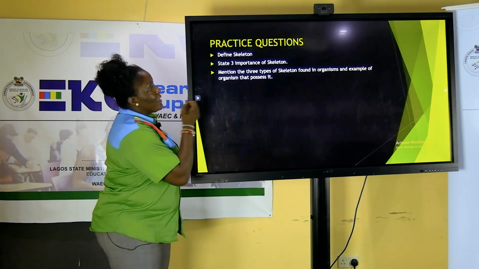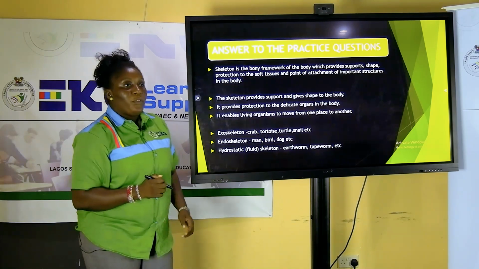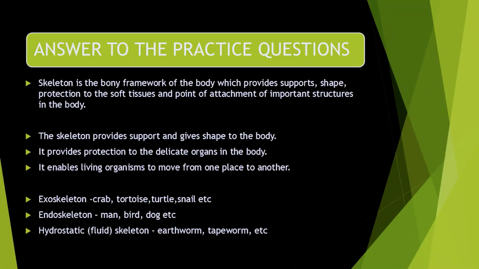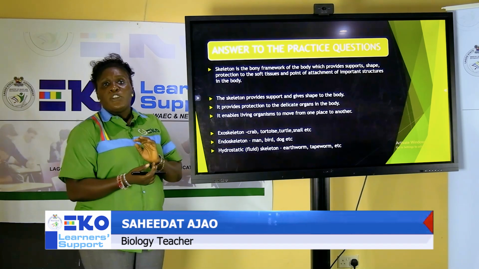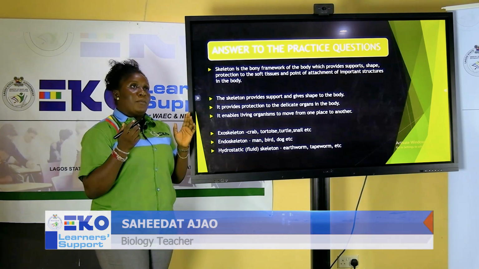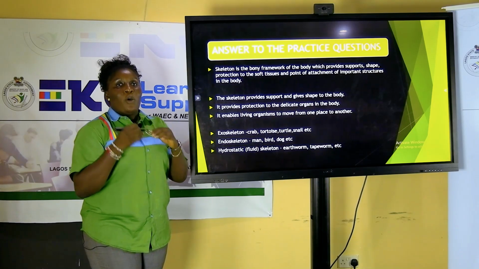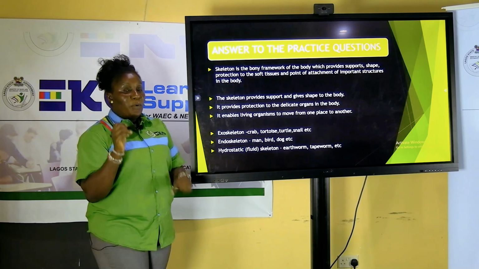Number two question says state 3 importance of skeleton. Skeleton provides shape and gives support to the body. It provides protection to delicate organs in the body. It enables living organisms to move from one place to another. Please, students, take note that whenever you see these questions, do not just write number one, its shape, its support. You have to explain what and where it is supporting in the body.